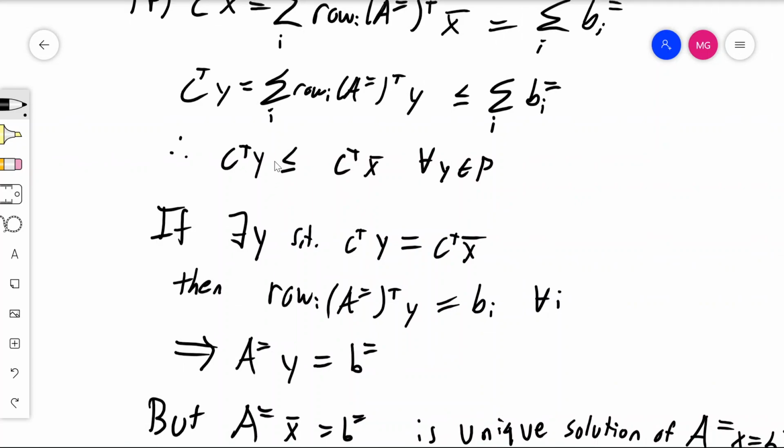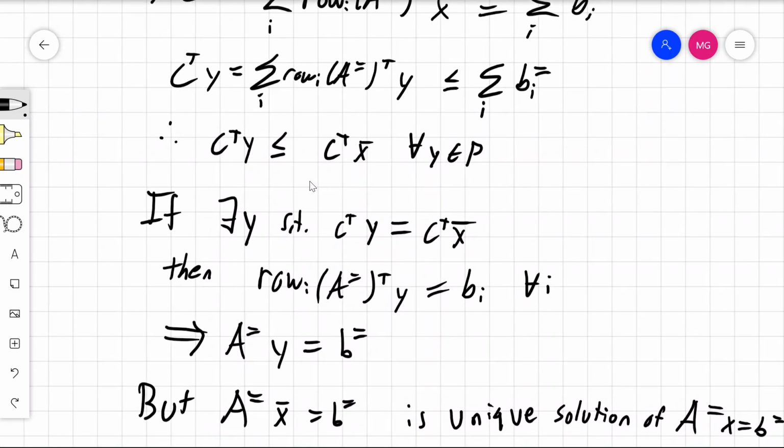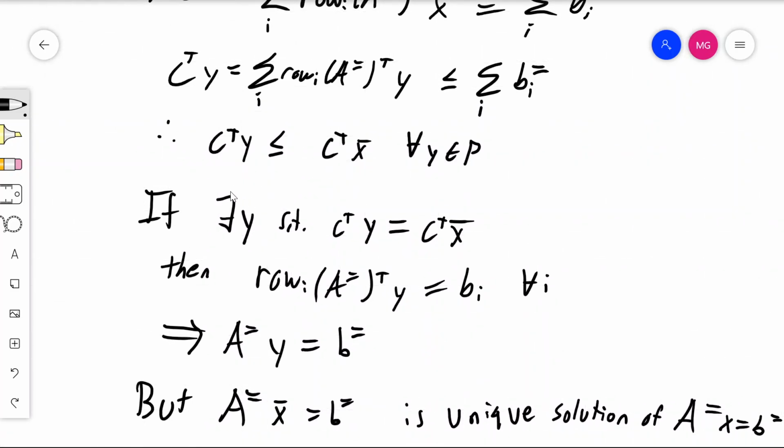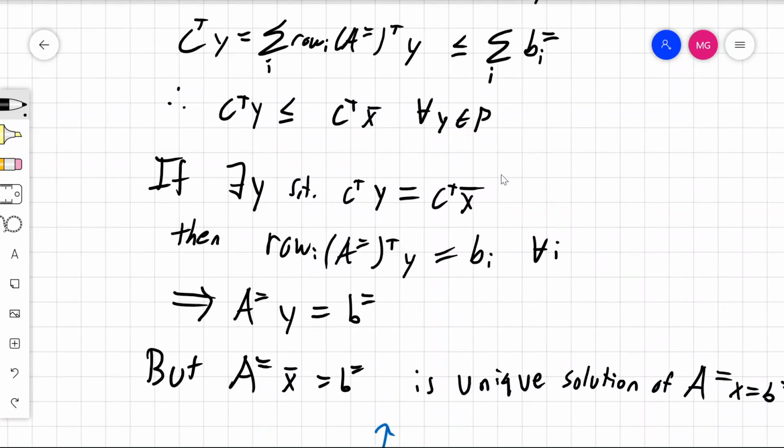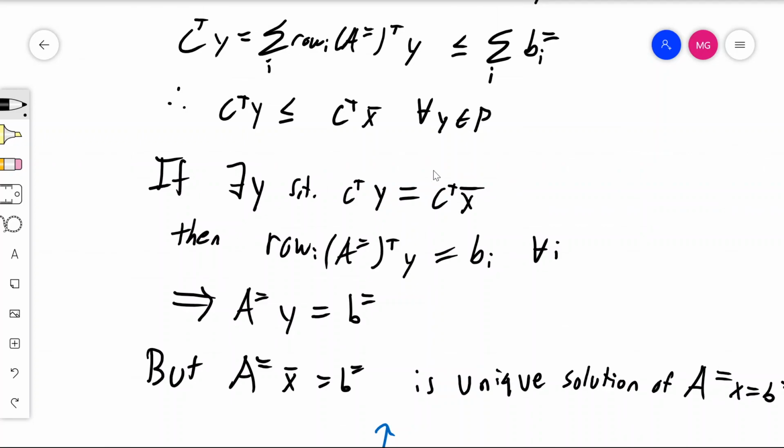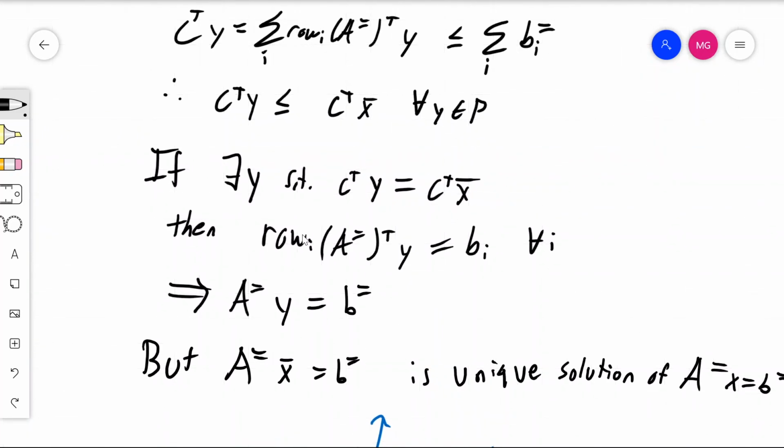Now we want to show that if y is distinct from x bar, then actually it's strictly less than. So let's take a vector y that satisfies equality, such that C transpose y is exactly equal to C transpose x bar. What we're going to find out is that this must mean that y is the vector x bar. There's no other possibility. Because if C transpose y equals C transpose x bar, we know that the matrix equality constraints for x bar, when you take those rows times that vector y, they equal bi for each of those.